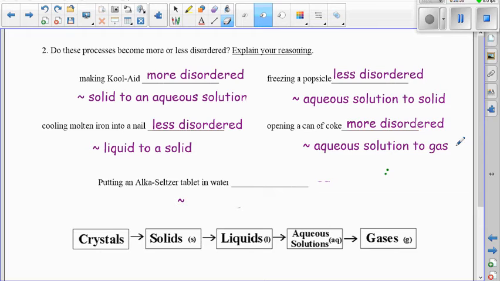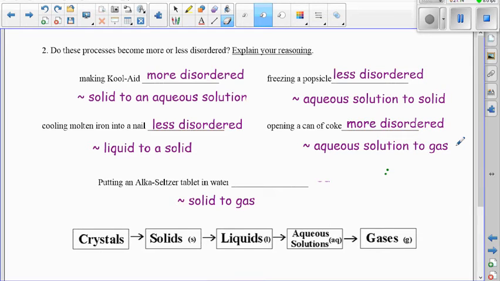And Gozer, Alka-Seltzer tablet and water. What's happening? I said more because it also makes gas. Right? You could say it's a solid to a gas, or you could say it's solid to an aqueous solution if you're talking about how some of it gets dissolved in the water there. It just depends. But yeah, love it.